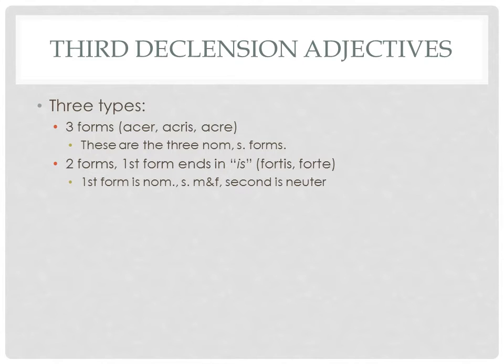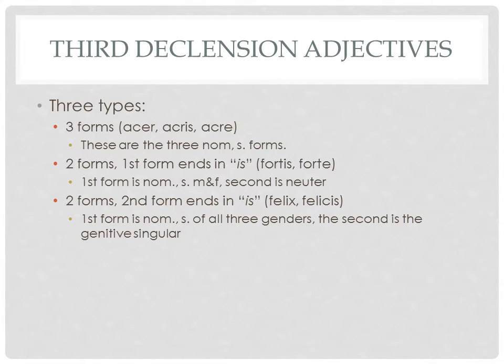Now the third type we're going to see is when we see two forms and the second form ends in is. And so an example of this is the word felix, felicis. When we see this, the first form is the nominative singular of all three genders. So felix here is nominative singular masculine, feminine, and neuter. The second form, that one that ends with is, is going to be the genitive singular.